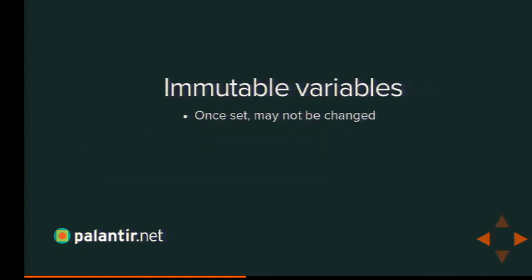Immutable variables. Immutable variables are not variable. They're a variable that, once set, cannot have its value changed. They are placeholders for a value rather than state that is going to change over time.